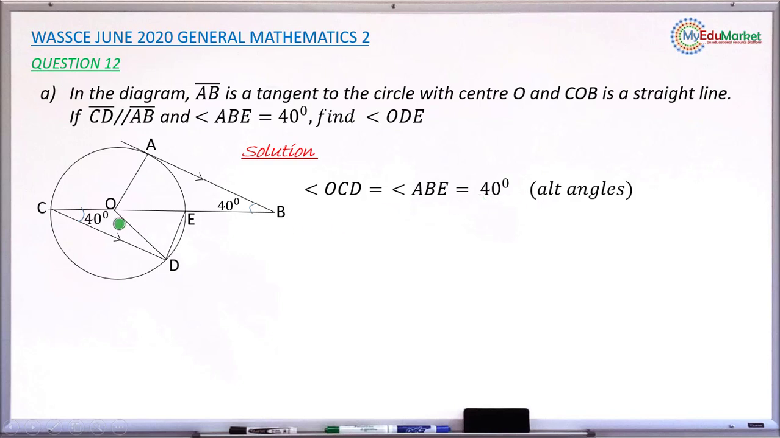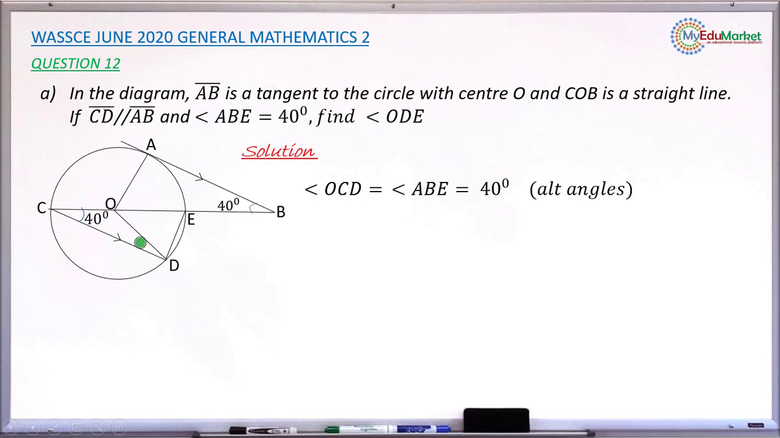So let me mark it in the drawing. This is angle 40 degrees. So I continue. The next angle that I will find that enables me to find angle ODE is angle ODC. Looking at the drawing, from O to C is a radius, from O to D is another radius. And triangle OCD would be an isosceles triangle because two of its sides are equal. These two radii are equal. So this is an isosceles triangle.